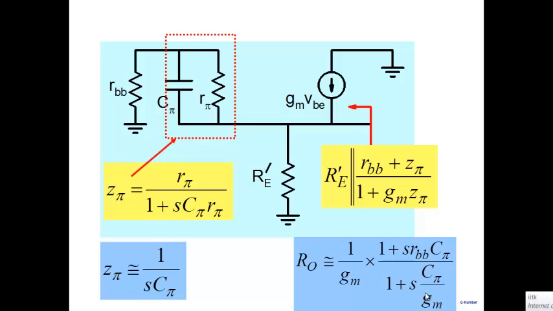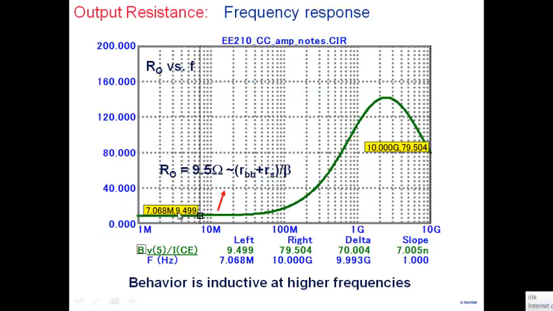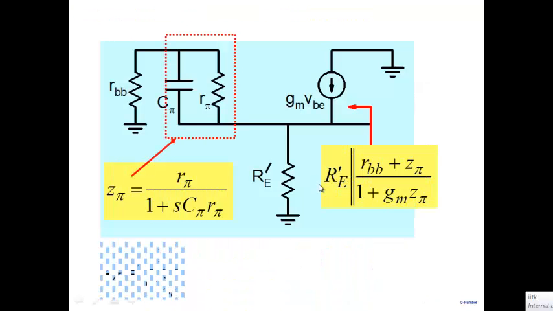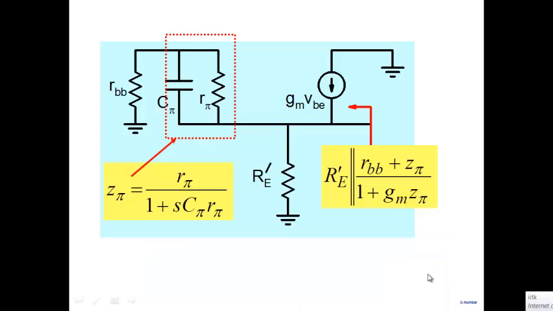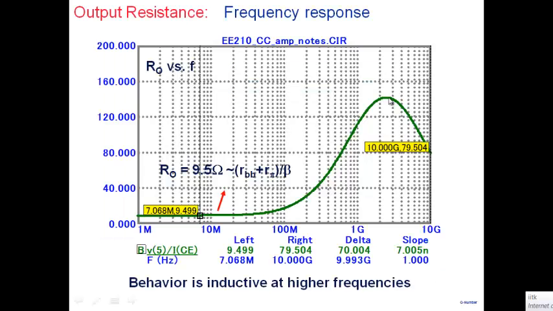So what happens is, as I go from low frequency, first this term, 1 plus S RBB C pi, will start becoming dominant before this term becomes dominant. So the numerator starts becoming dominant, 1 plus S RBB C pi. When you see 1 plus S times something, you know that this term is like an inductive term. But after a certain frequency, this also starts matching here. So that's why you go back here and then you reach a peak here.